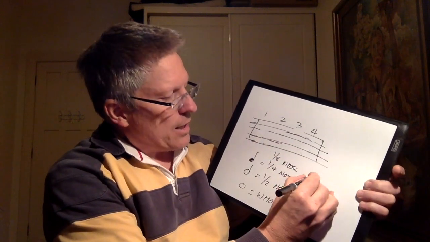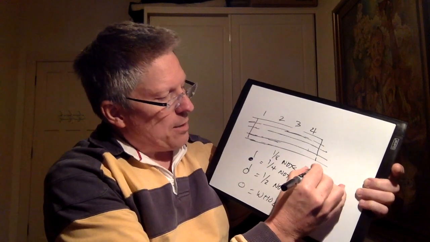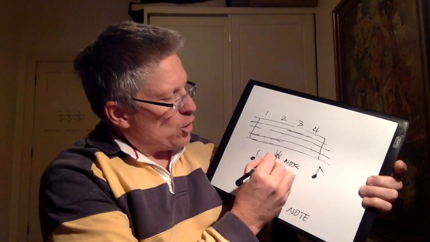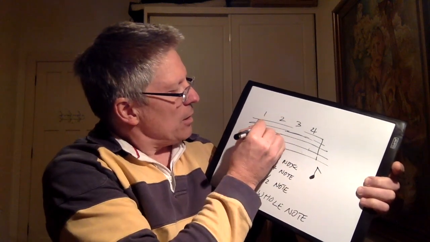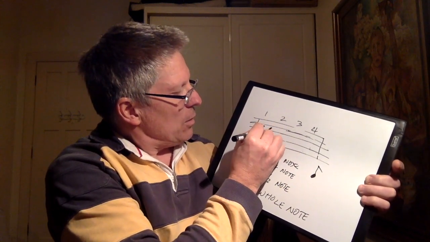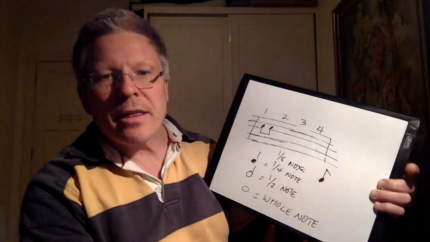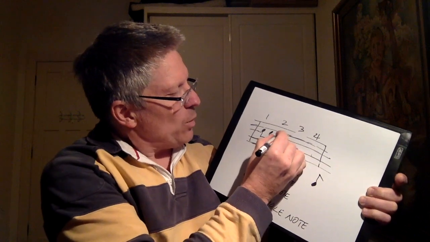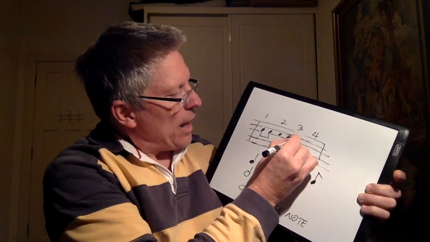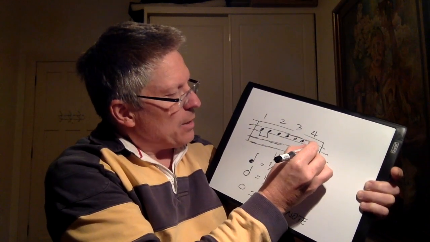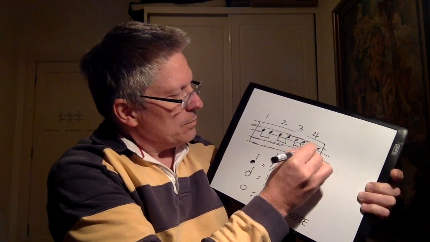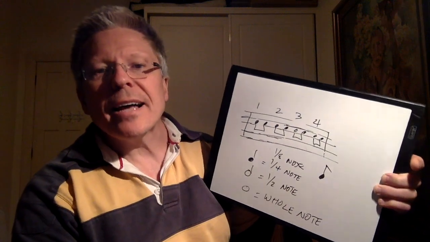An eighth note looks like this. It's a blob with a stem and a tail. Now, if there's 2 eighth notes in a quarter note, we actually join the tails together like that. And if we were counting this and we wanted to put all eighth notes, in other words, there's going to be 8 of them in this bar, it would look like that.